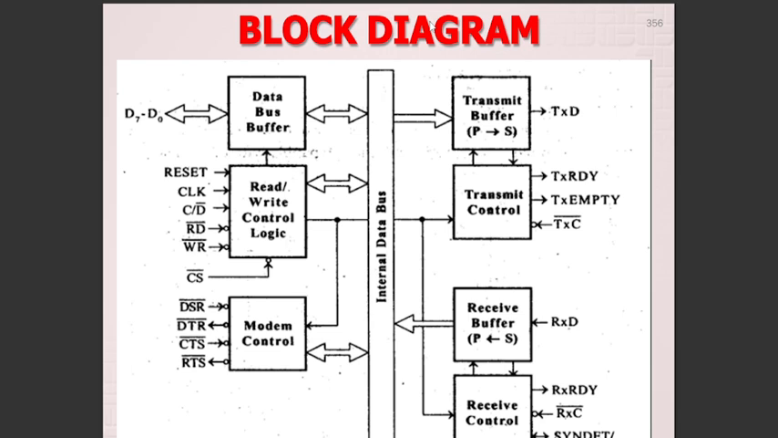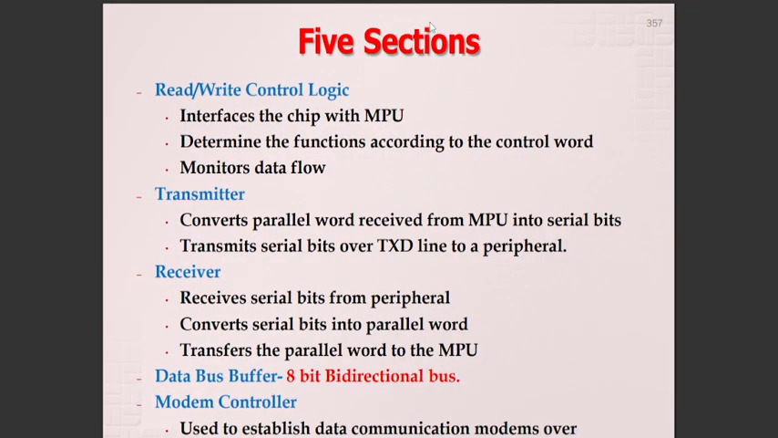This is the block diagram of your USART. This block diagram consists of 5 sections. One is the read-write control logic. The read-write control logic determines the functions according to the control word, interfaces the chip with the MPU, and monitors the data flow too.